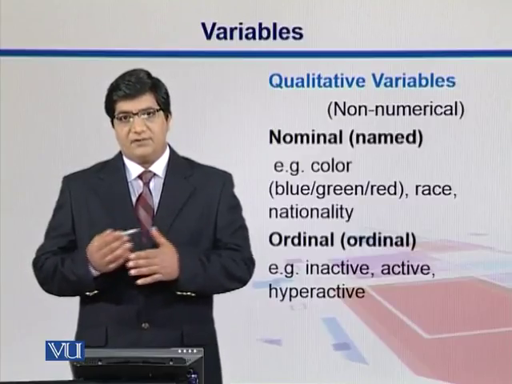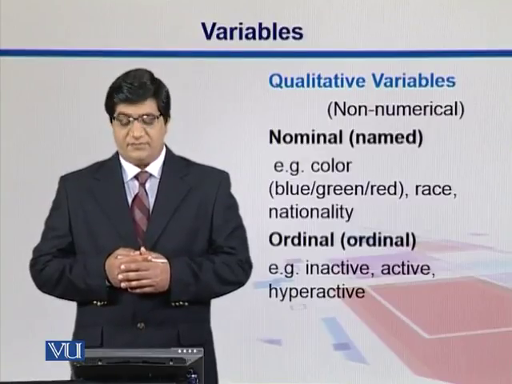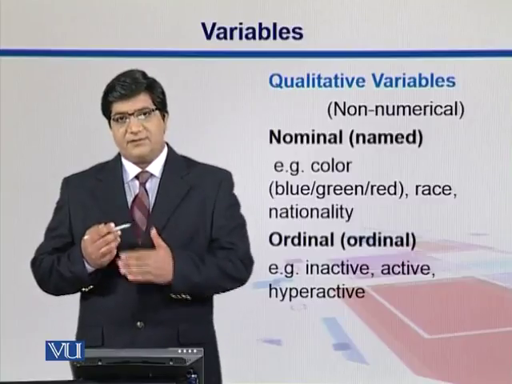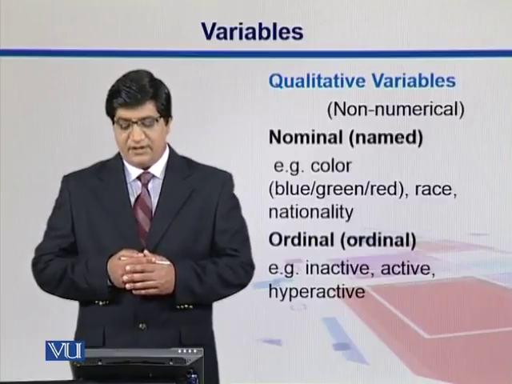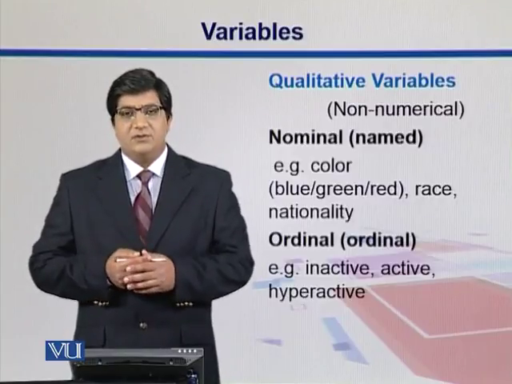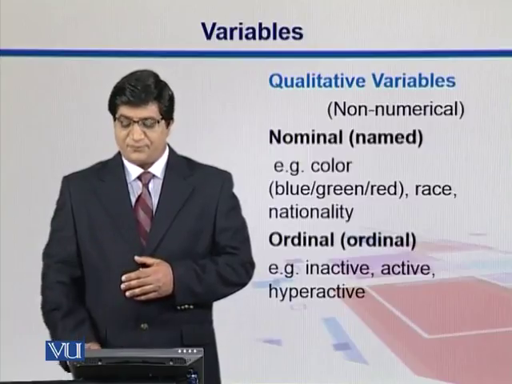In qualitative variables, which are non-numerical, you can have nominal. For example, you can have colors, so you can have blue, green, red. You can have race. You can have nationality. Sometimes you have a little bit of grading in it also. So for example, you have inactive, active, and then you can have hyperactive. Those kinds of variables are called ordinal variables.